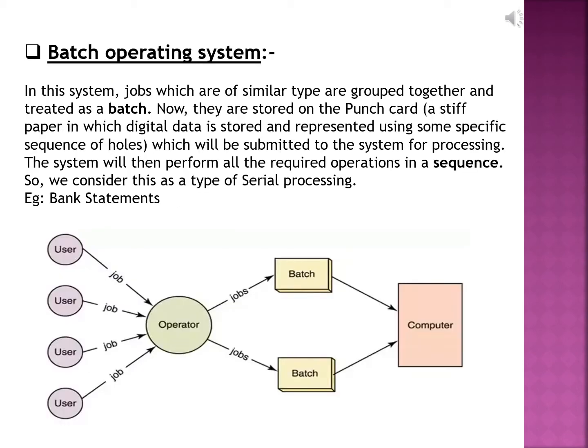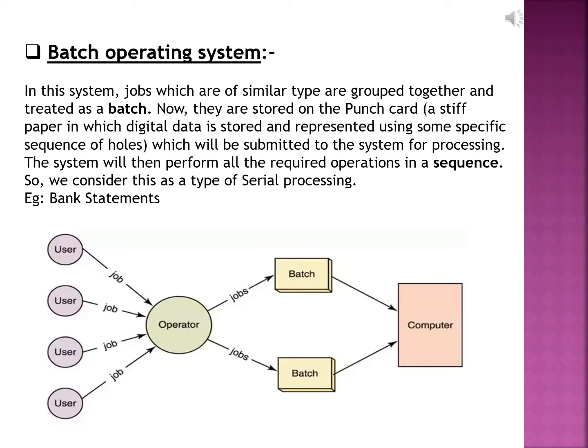The first operating system of the second generation computer is the batch operating system. In this system, jobs which are of similar type are grouped together and treated as a batch, as you can see in this picture. Now, they are stored on the punch card, which is a stiff paper in which digital data is stored and represented using some specific sequence of holes, which will be submitted to the system for processing.